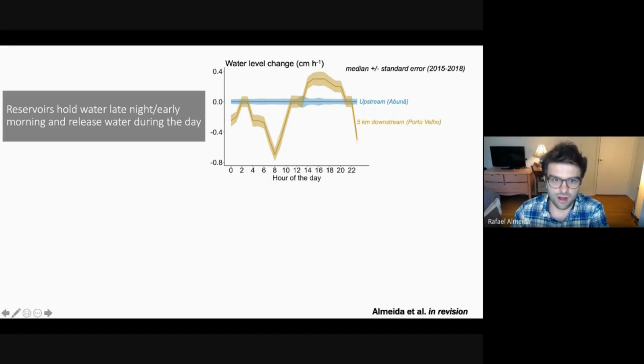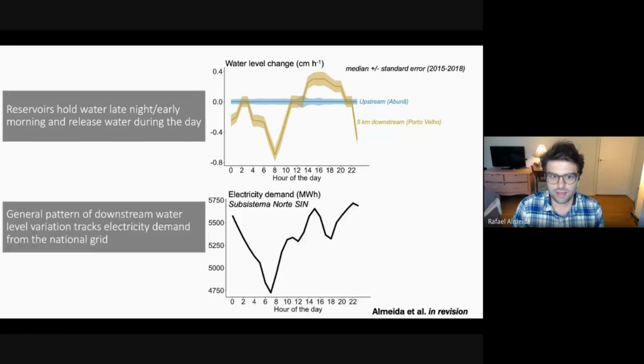Ou seja, ele segura a água, a gente tem uma diminuição no nível da água durante a noite, quando as pessoas estão dormindo, e durante o período em que as pessoas estão trabalhando e consumindo mais energia, a água, a jusante, tende a aumentar o nível. Esse é um padrão horário que a gente conseguiu detectar. E isso está muito provavelmente associado à operação da usina, para atender as demandas de energia, que a gente plotou aqui para o mesmo período a mediana da variação horária do nível da água em Porto Velho.